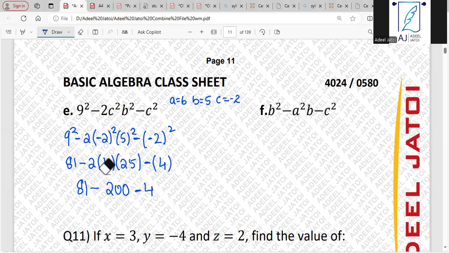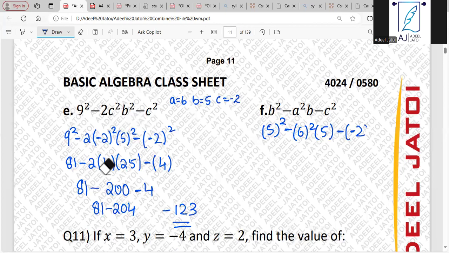So 81 minus 200 minus 4 will give us 81 minus 204, which is basically -123. So obviously using the values and solving it without a calculator, but this is normally just in paper 1. Part B: 5 squared minus A which is 6 squared, and B is 5, minus -2 whole squared.